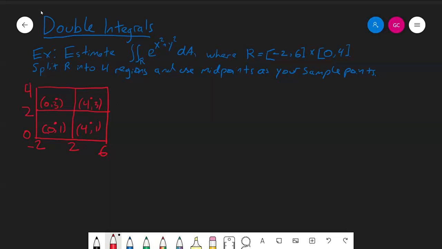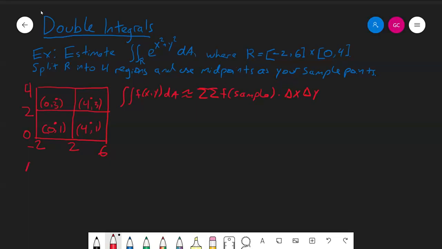So what do we do with those? Well, the idea here is that the double integral of some function can be approximated by a double Riemann sum. So what you're going to do is take f of all of those sample points, multiply by the width and the height of each of these little rectangles, and then add them all up.